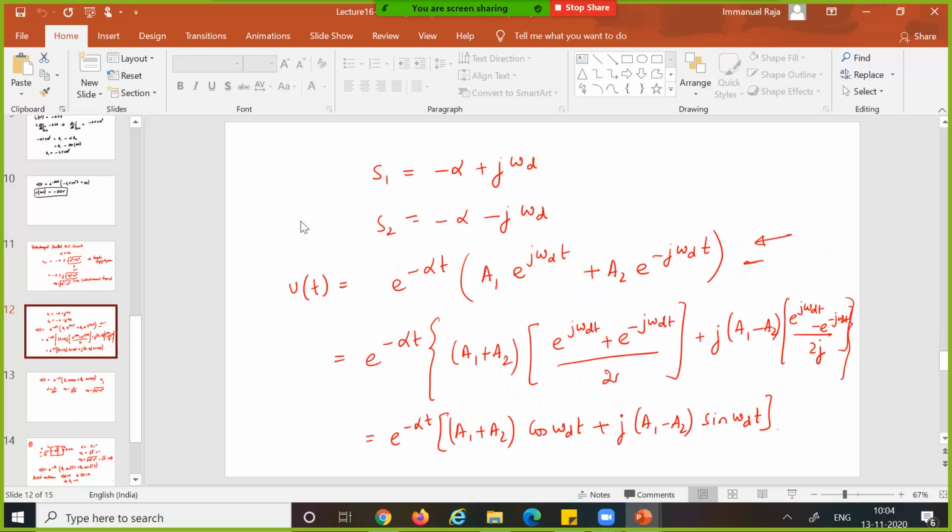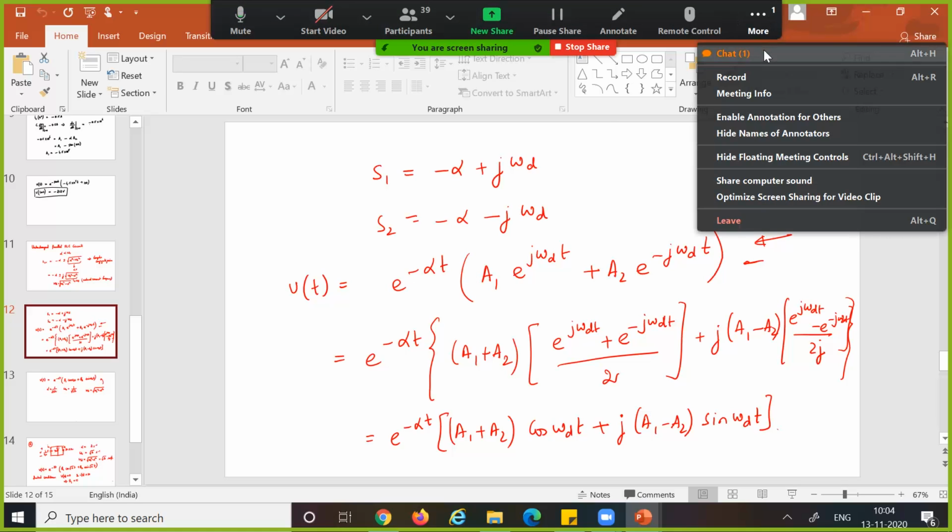And so we developed the solution. We said that it comes as v of t is equal to the real part, which comes separately.